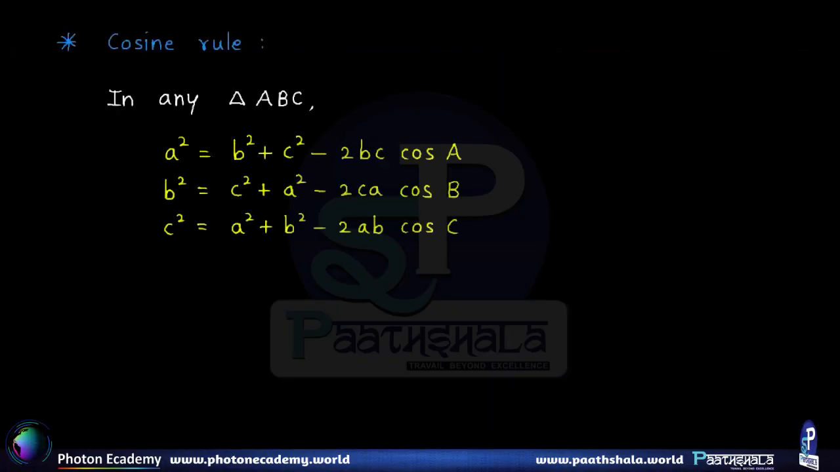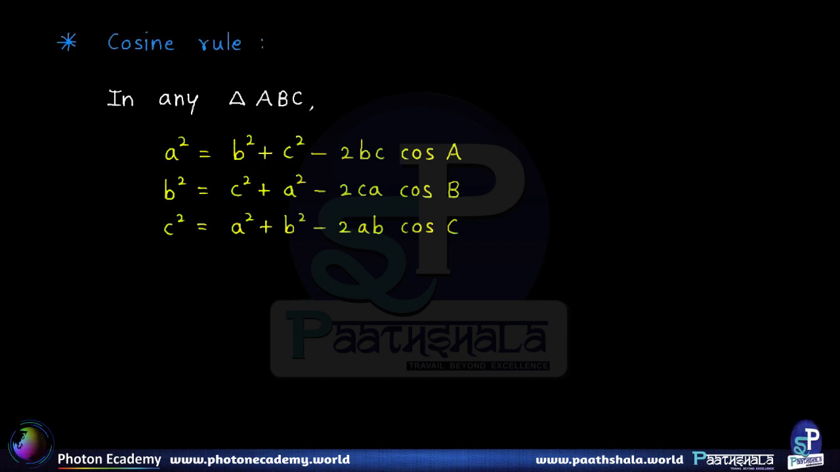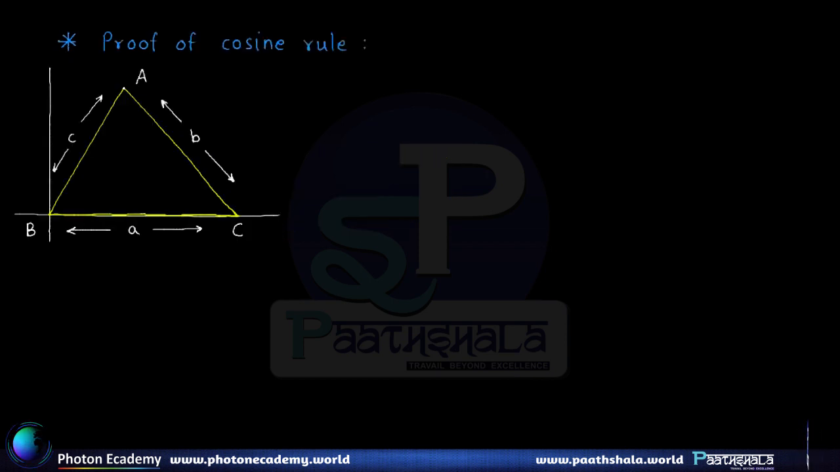Now we study the next important rule called the cosine rule. It states that in any triangle ABC, we have a square equal to b square plus c square minus 2bc cos A, b square is equal to c square plus a square minus 2ca cos B, and c square is equal to a square plus b square minus 2ab cos C. As we can see, the three statements have a very similar pattern, so they can be remembered easily.